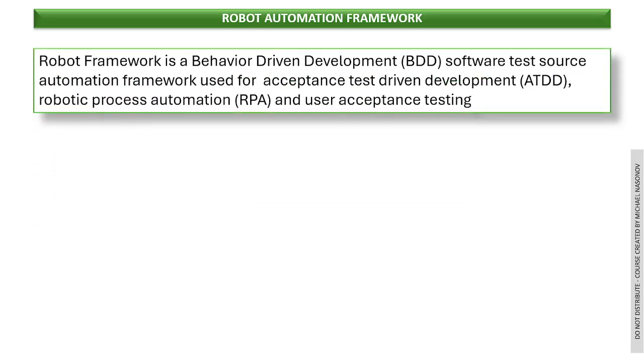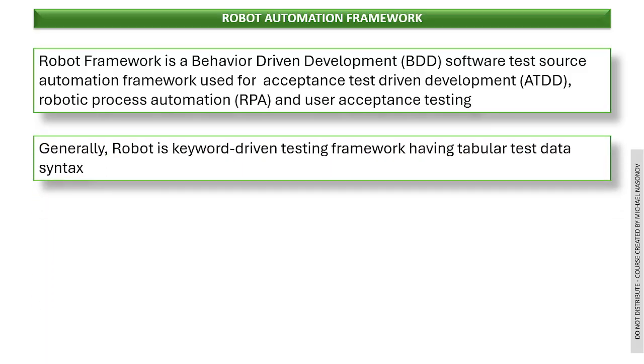Let us take a look at Robot Automation Framework. Robot Framework is a behavior-driven development (BDD) open source software test automation framework which is used for acceptance test-driven development (ATDD), robotic process automation (RPA), and user acceptance testing. Generally speaking, Robot is a keyword-driven testing framework having tabular test data syntax.